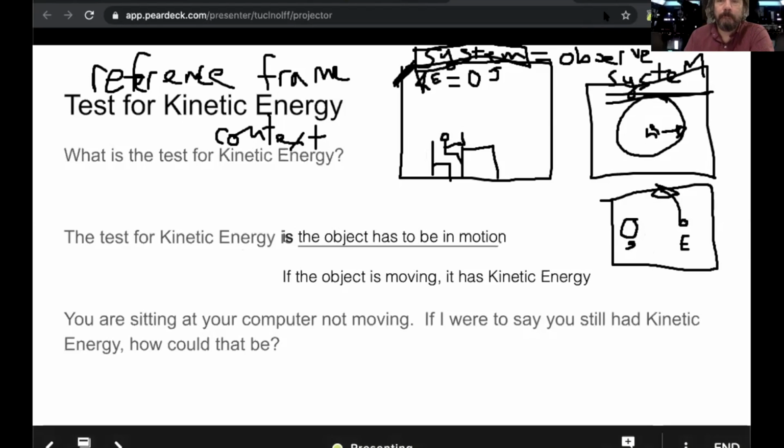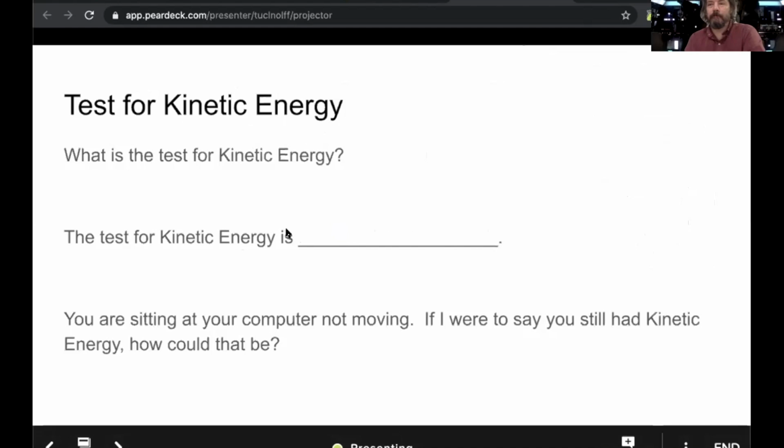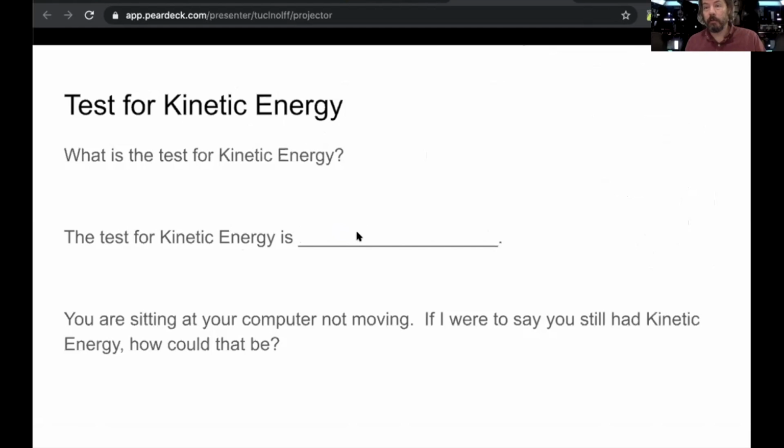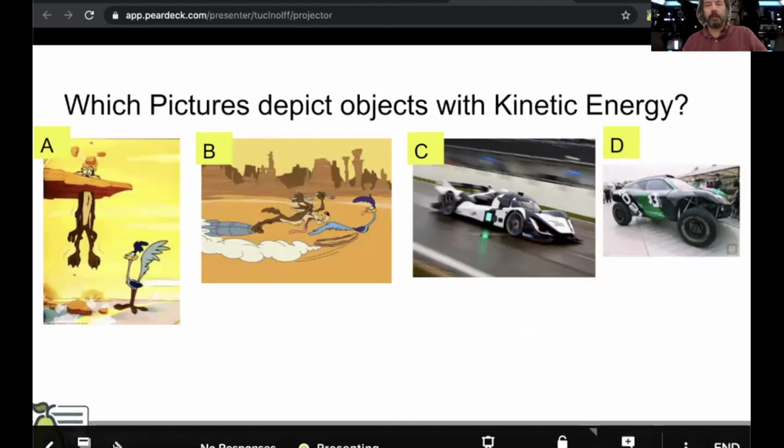All right, questions? Bottom line, if the object is moving, it has kinetic energy. So if our system is just the room and it's not moving, zero kinetic energy, that's it. So don't overthink it. All right, let's take a look at this in Pear Deck.